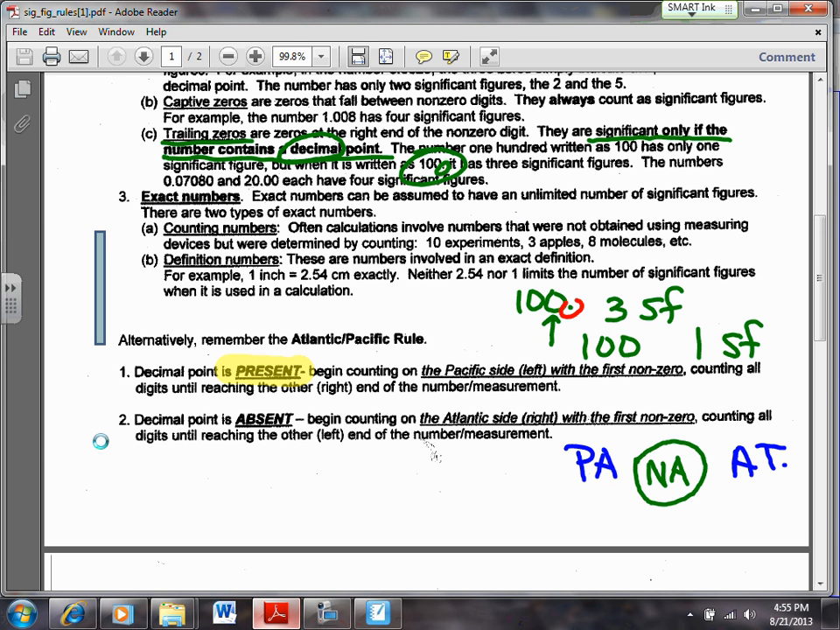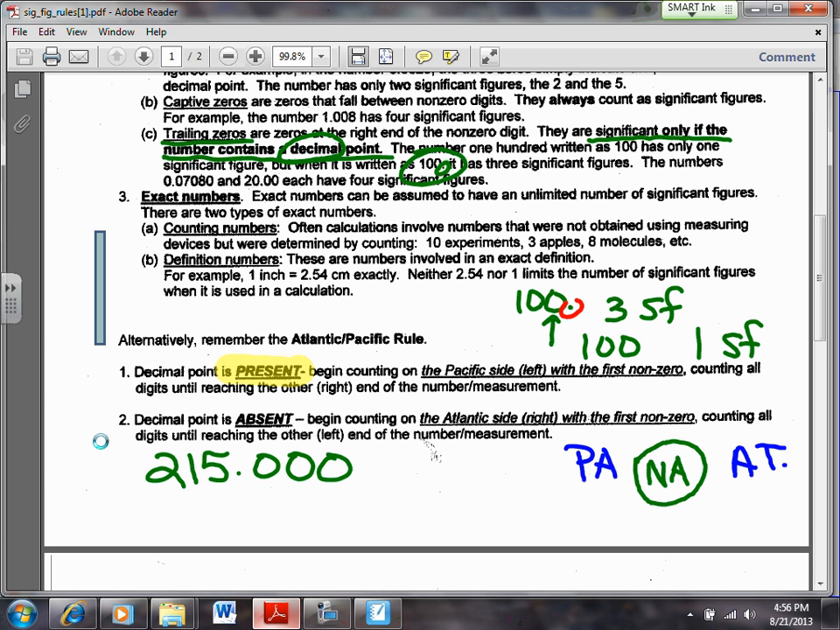So on the Pacific side, begin with the first non-zero digit, counting all of the digits until you reach the other end of the number or measurement. So that's the decimal point. So here is the thing. Let's say you've got this number, 215.000. We're going to start counting.